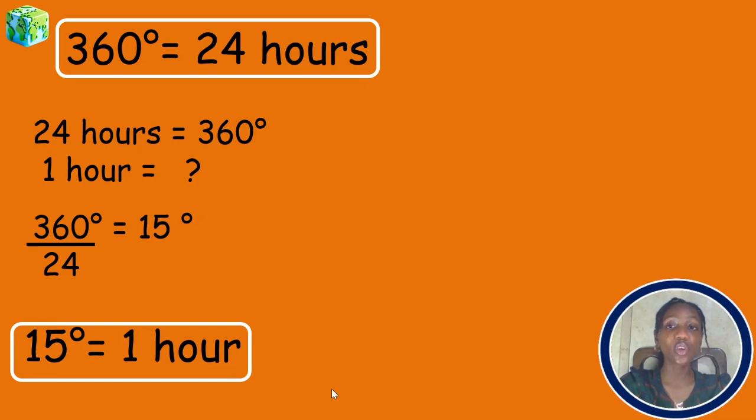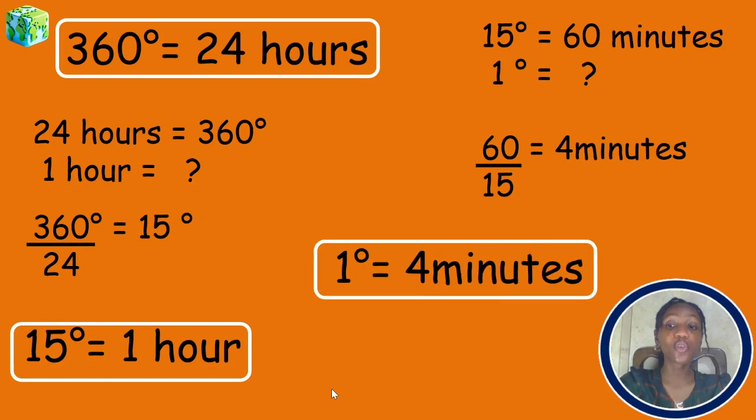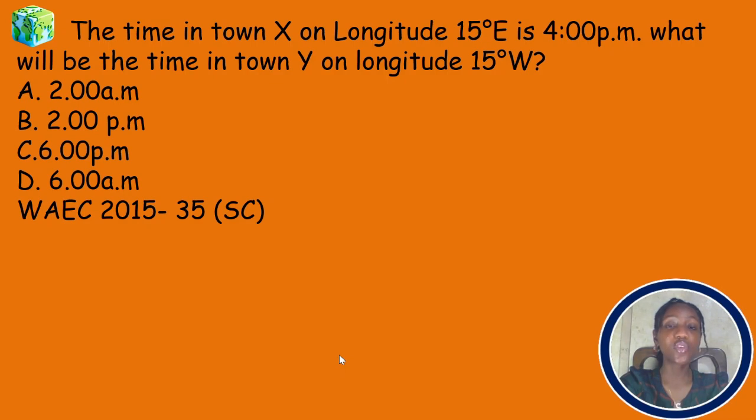So writing it out will give us, now that we have proved all three key formulas, we can start solving questions with ease. The time in town X on longitude 15 degrees east is 4 p.m. What will be the time in town Y on longitude 15 degrees west? Now, for longitude questions, we need to list out our parameters.